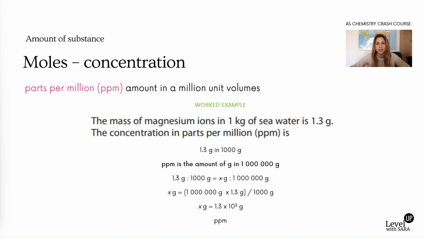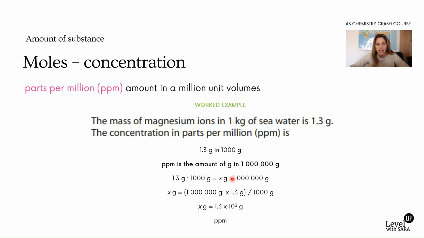So if you have 1 kilogram with 1.3 grams, what this means is that you have 1.3 grams in that kilogram. And parts per million is the amount, in this case, of grams in 1 million grams. So all you need to do is find how many times bigger is 1 million over that 1,000 grams. I like to use the proportion method, so let's see if you understand it. What the question tells us is that there are 1.3 grams in 1,000 grams, just like there are a certain amount of grams that we need to find in 1 million.